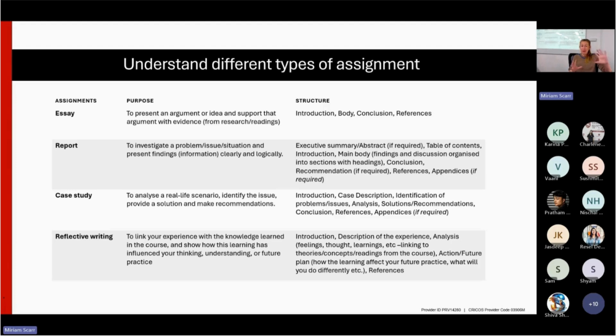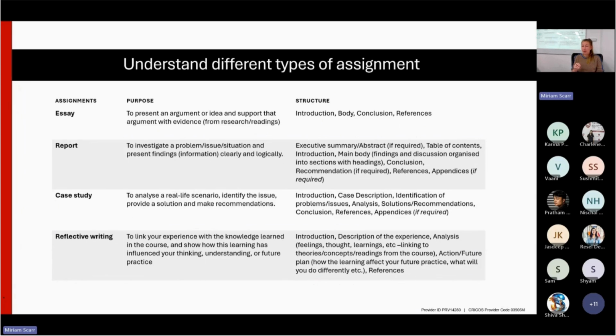Now, that is very different to a report, and often we're asking students to write a report. So this is an investigation of a problem, issue, or situation, and you're required to present findings or information clearly and logically. It has a completely different structure. This is where we often ask you to use headings. I often find students confuse essays, where they write introduction, body, or conclusion headings, which is not required. However, these are required in a report format.